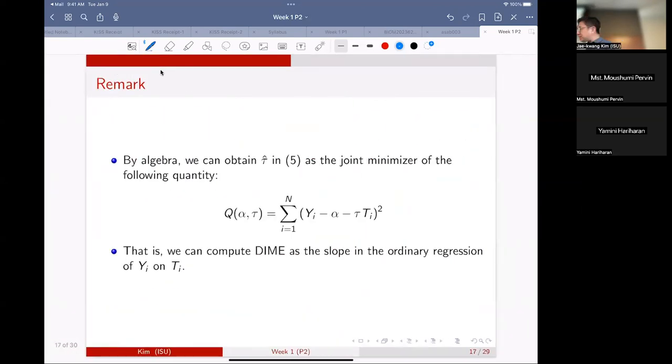Okay, but here's a really interesting part. This tau hat could have a very interesting regression interpretation, where this is the observed yi. So if you regress the observed yi on ti, then the slope for ti is actually equal to tau hat.